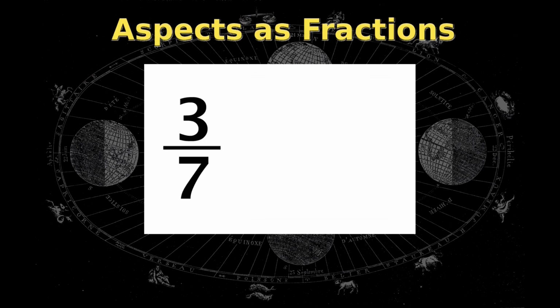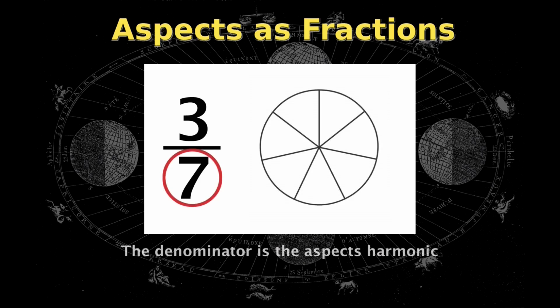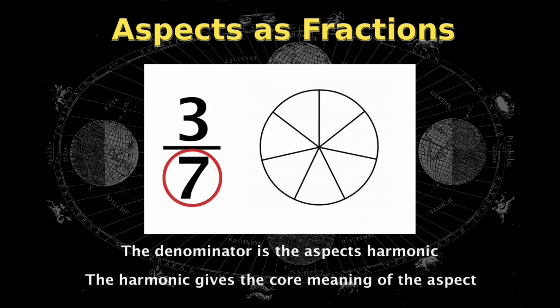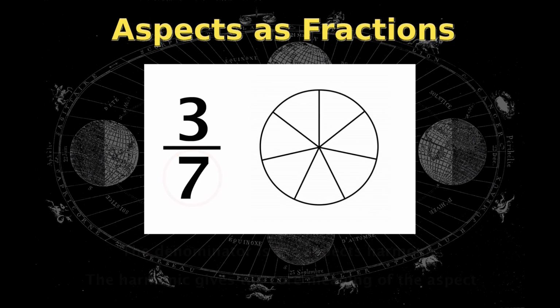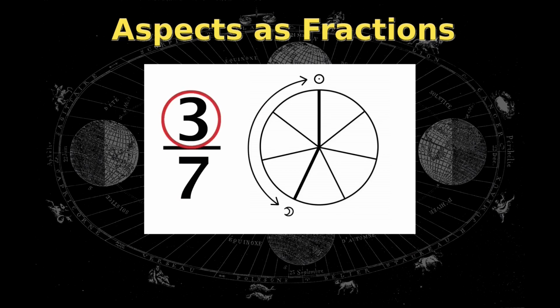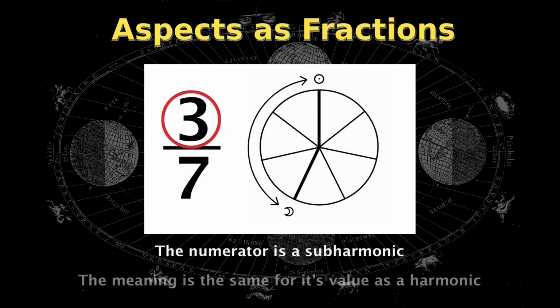Coming back to aspects, think of it as a fractional value of a whole circle. The denominator is how we divide the circle and is the aspect's harmonic. The harmonic gives the core meaning of the aspect. The numerator is the number of segments away from the origin within the harmonic. The numerator is like a subharmonic. It carries the same meaning as a harmonic of the same value, but as a nuance.